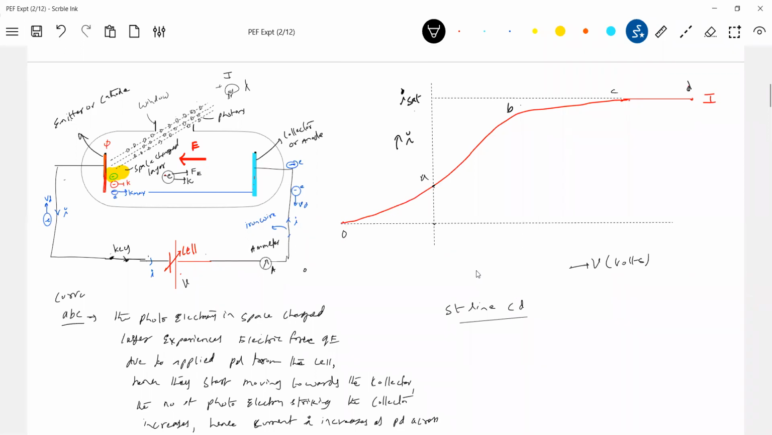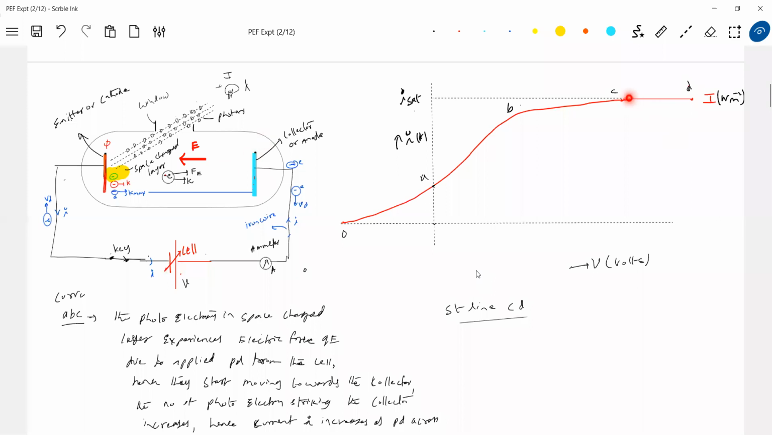What is capital I? Capital I is intensity, small i is current. Please try to understand the symbols because they are very important here. Why does the current remain constant afterwards? Though the potential is increased, the current will remain constant. As I keep increasing the potential difference across the cell, the electrostatic field will increase. Then what happens to the space charge layer? The electrons from the space charge will be pulled out and pushed towards the collector.